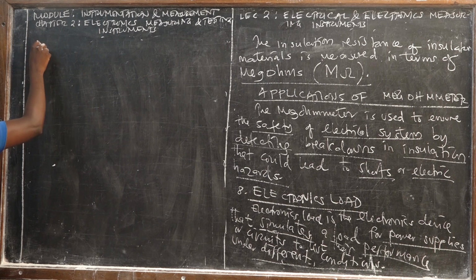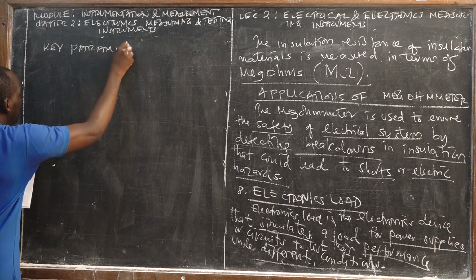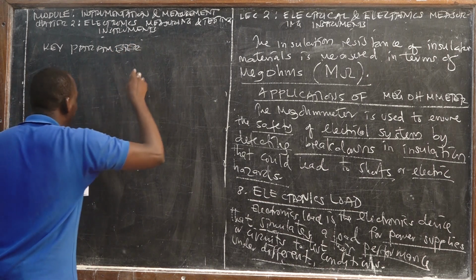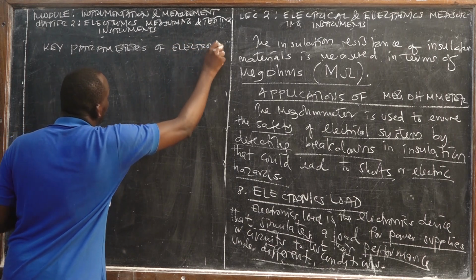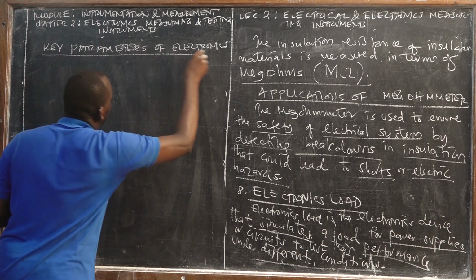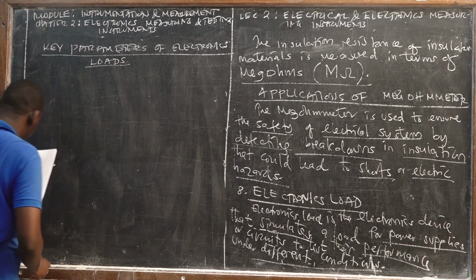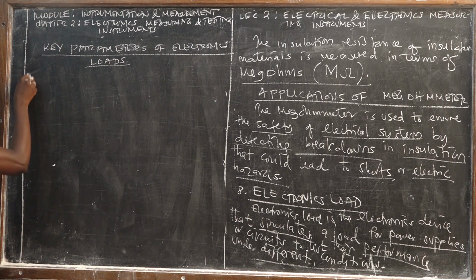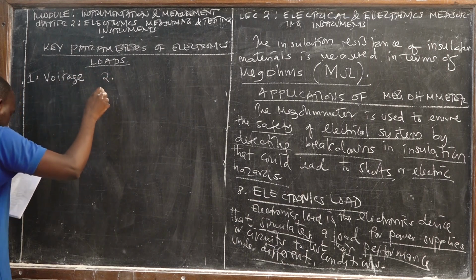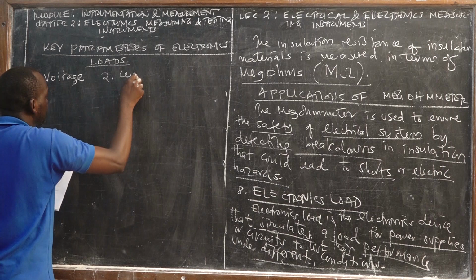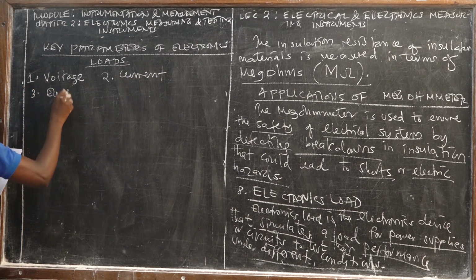So what are the key parameters? Key parameters of electronics load. The first key parameter is voltage. The second key parameter is current. The third key parameter is electric power.